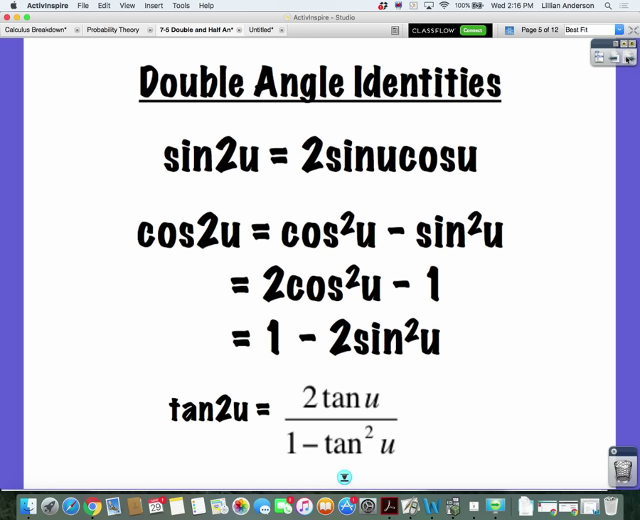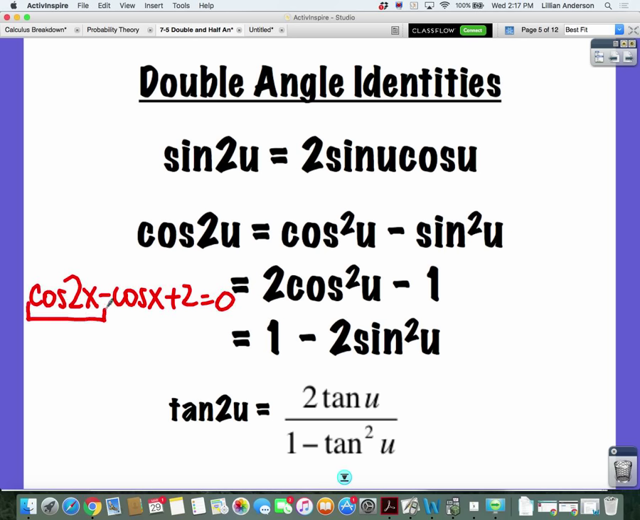Cosine 2u, the double angle for cosine, has 3 different identities. Okay? No, you will not use all 3 at the same time. You'll look at your equation that you're dealing with, and then you'll choose which one is the better one to use. Yes? Would they all work for any equation? Yes. However, one will work easier than the others. So for example, say you had an equation like cosine 2x minus cosine x plus 2 equals 0.